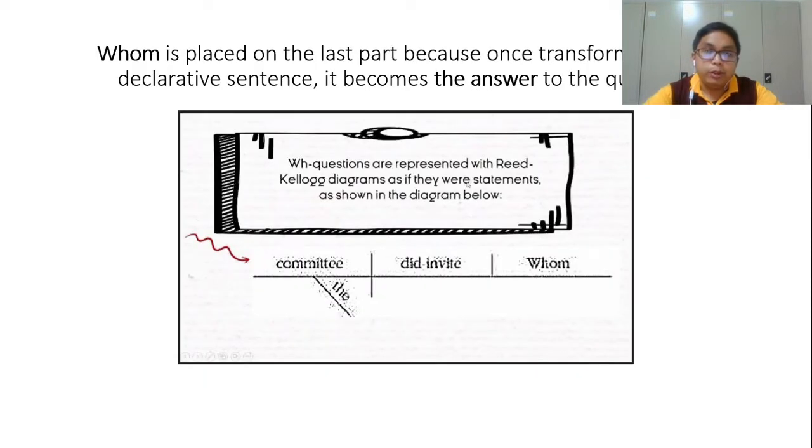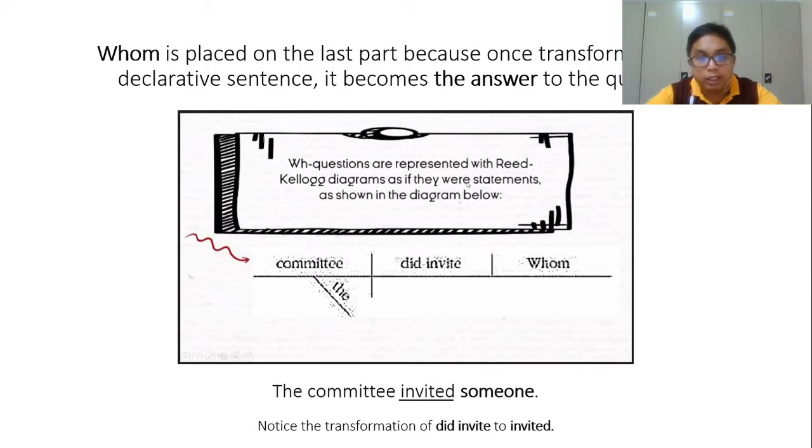And together, there was also another question on why the whom here on this sentence is placed on the last part. Well, it's placed there because once transformed into a declarative sentence, which you can transform as the committee invited someone, your whom there becomes the answer to the question.